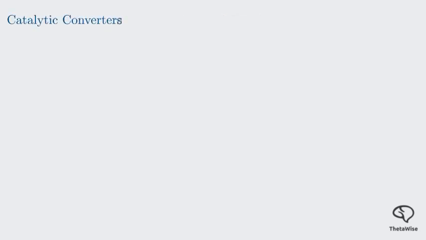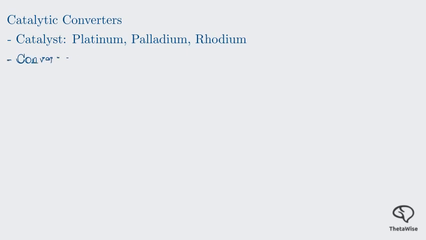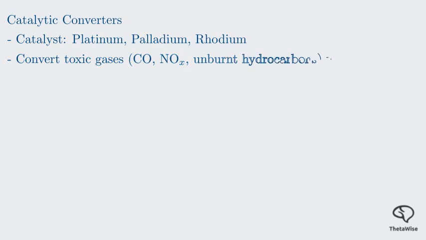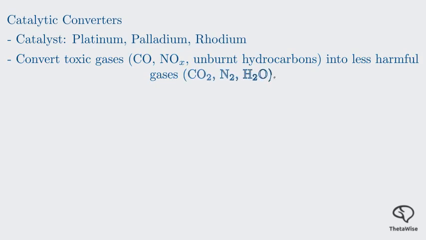To mitigate these issues, modern cars are fitted with catalytic converters. This device, made of platinum, palladium, and rhodium, is placed in the exhaust system. It converts toxic gases, such as nitrogen oxides, carbon monoxide, and unburnt hydrocarbons, into harmless ones like nitrogen gas, carbon dioxide, and water vapor. So, while burning alkanes has environmental drawbacks, technology can help reduce the harmful impact.